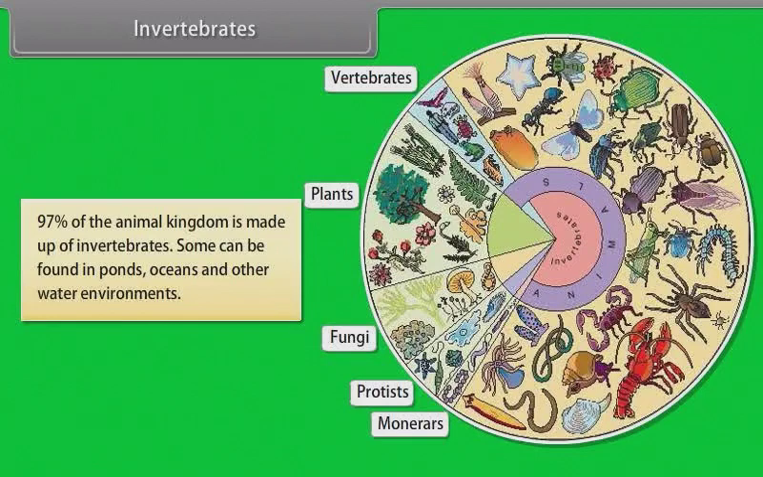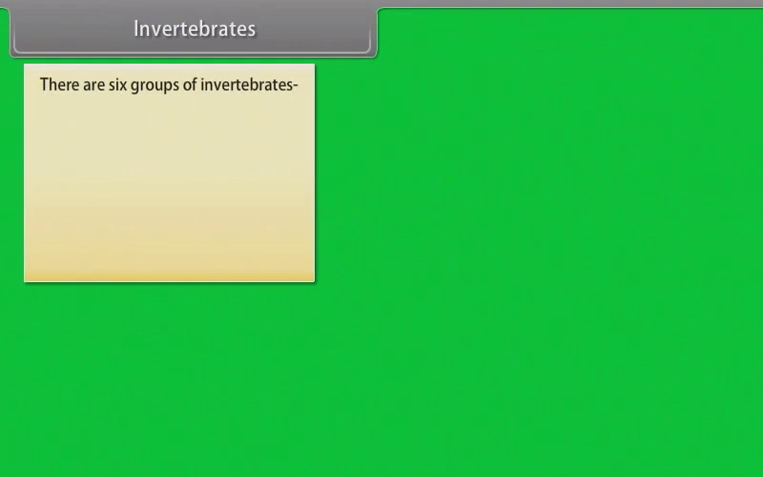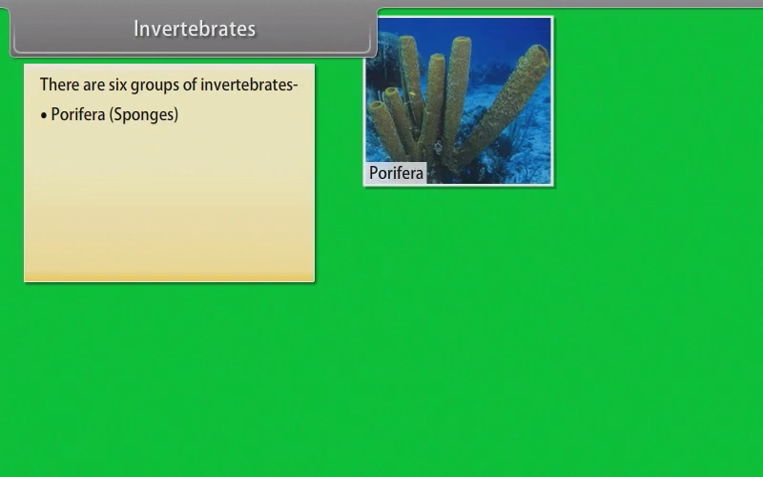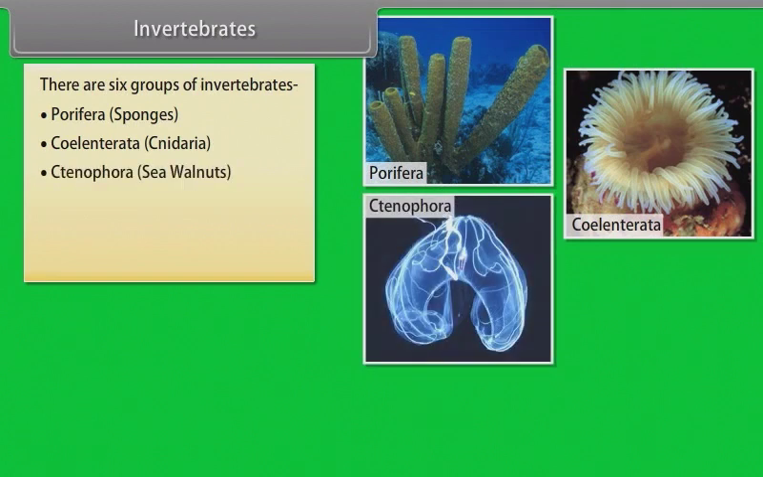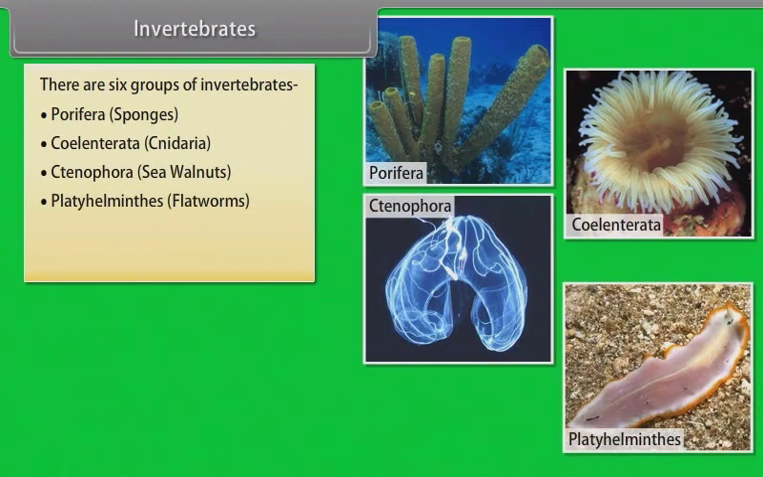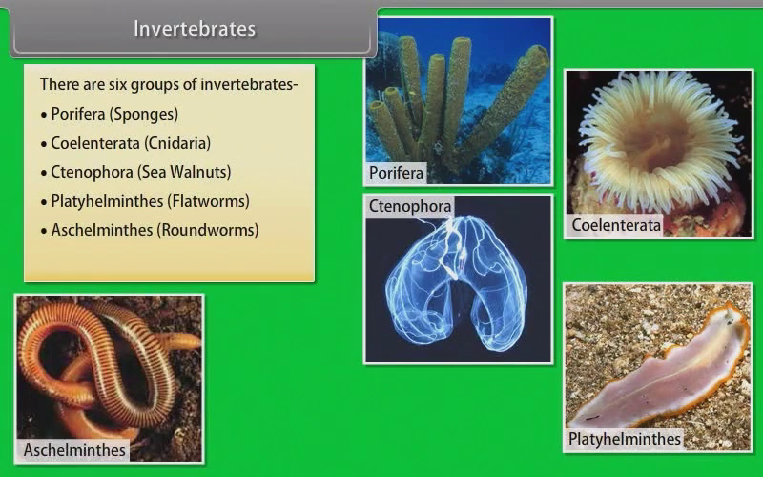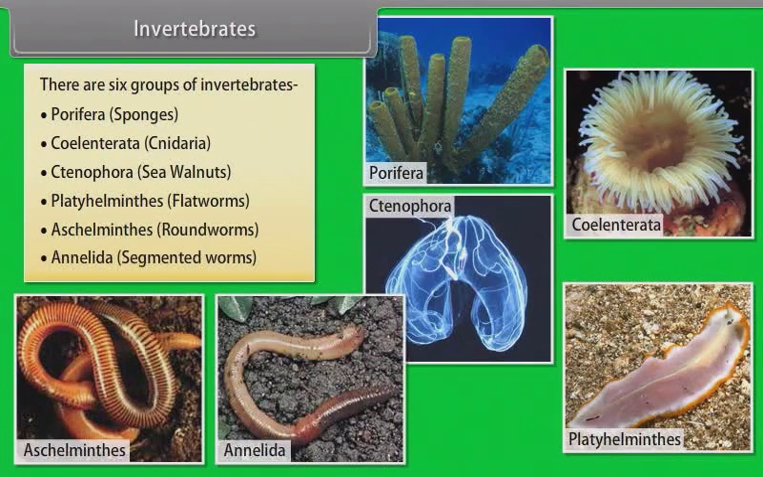Some can be found in ponds, oceans, and other water environments. There are 6 groups of invertebrates. They are Porifera, example, sponges; Coelenterata, example, Cnidaria; Ctenophora, sea walnuts; Platyhelminthes, example, flatworms; Aschelminthes, example, roundworms; Annelida, example, segmented worms.